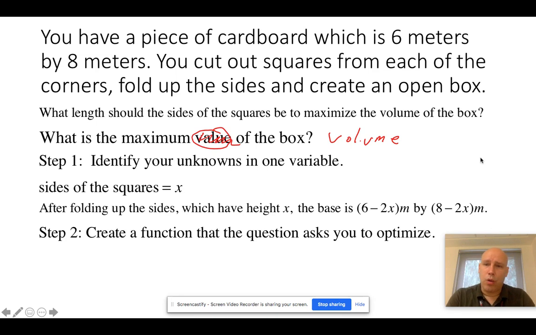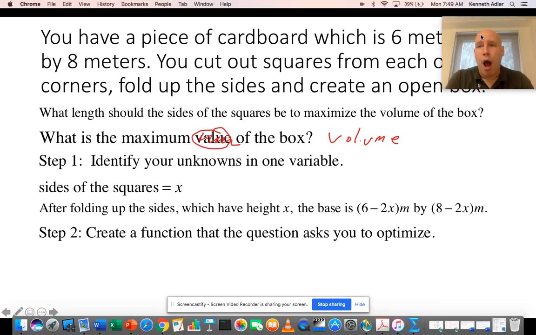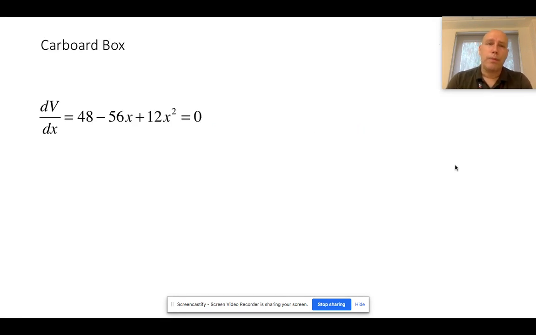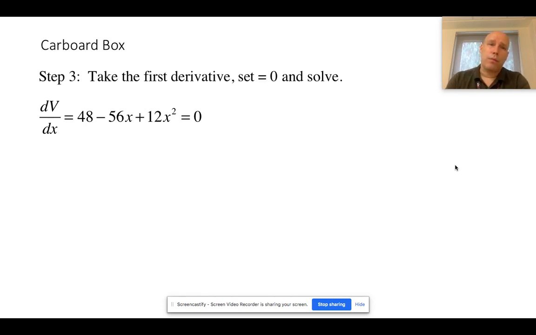Create a function that the question asks you to optimize. We're trying to optimize the volume. The volume is x times (6 minus 2x) times (8 minus 2x), which is 48x minus 28x squared plus 4x cubed. Take the derivative, set it equal to 0, and solve.